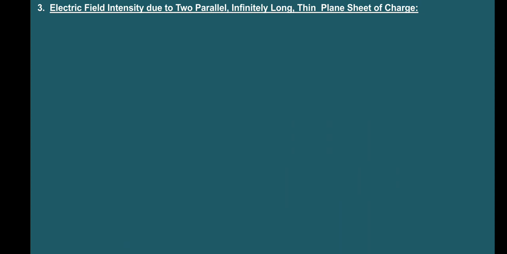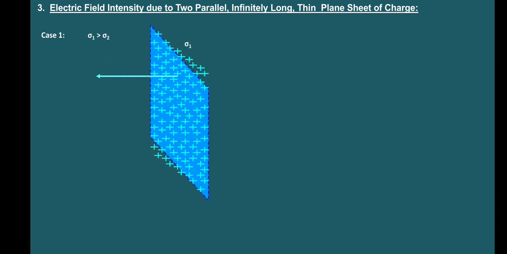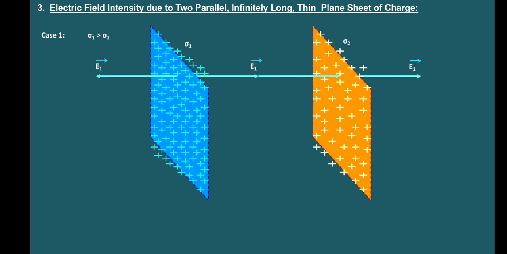The next application of Gauss law is two parallel infinite plane sheets. Previously we considered a single sheet. Now we are going to consider two parallel infinite plane sheets. That means two sheets are considered. There are some special cases: either one sheet has a positive charge and the other sheet has a negative charge, or both sheets have a positive charge. Next, the first sheet has a higher surface charge density and the other has a lesser surface charge density.